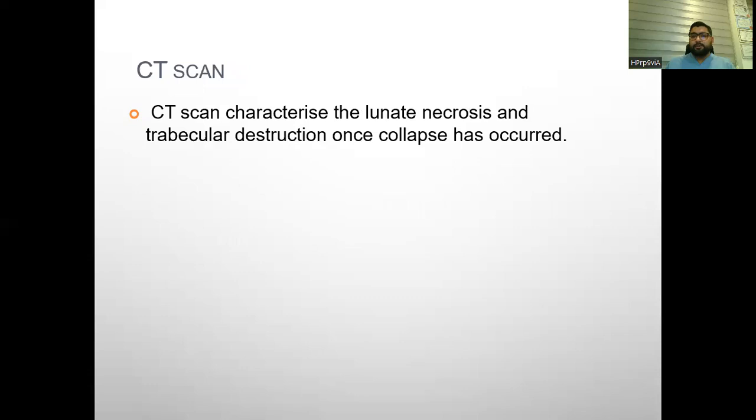CT scan characterizes the lunate necrosis and trabecular destruction once collapse has occurred. And CT scan is also important in understanding the deformity before any surgical intervention. You should go for a CT scan for your preoperative planning and for the correct correction of your deformity.